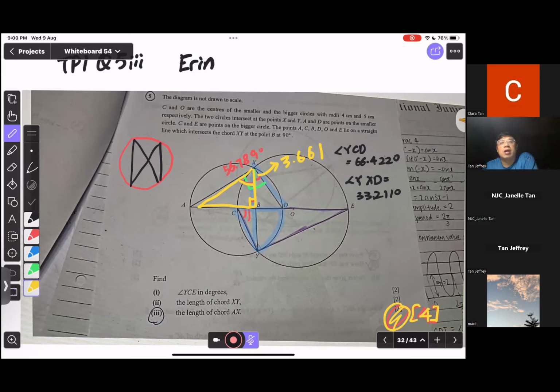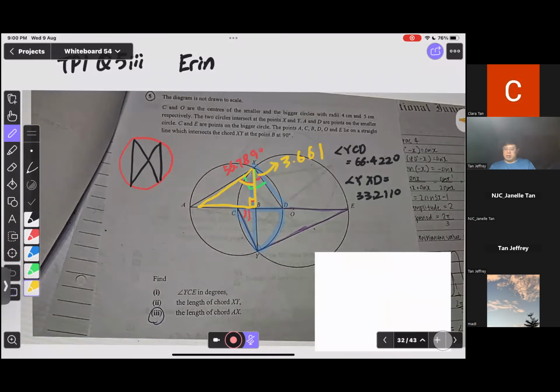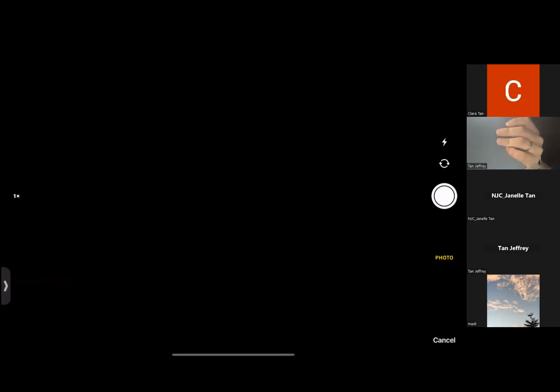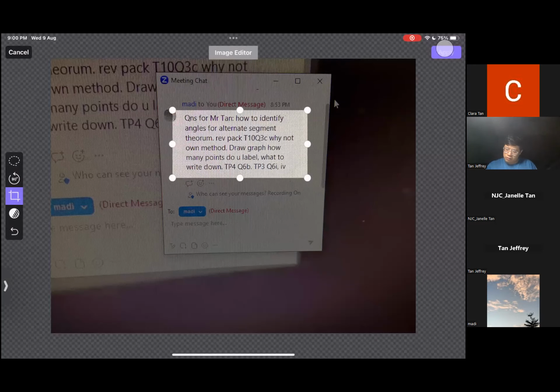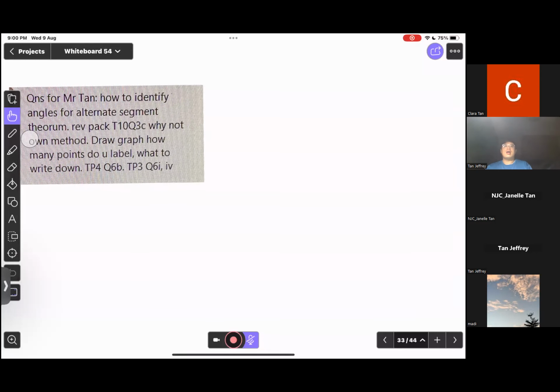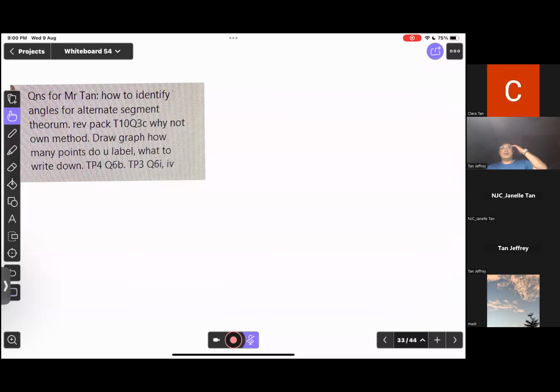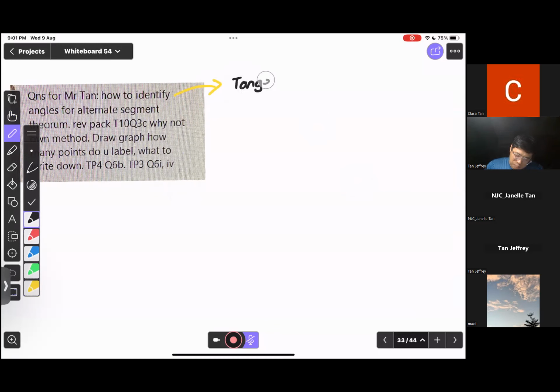Okay, how to identify angles for alternate segment theorem? I just saw a question. Let me see. I'll post it here so that everyone can see. How to identify angles for alternate segment theorem? Alternate segment theorem is basically the same as, a nicer way to remember it, the tangent chord theorem. You can also call it the tangent chord theorem.